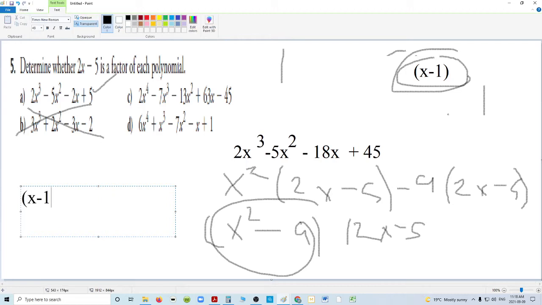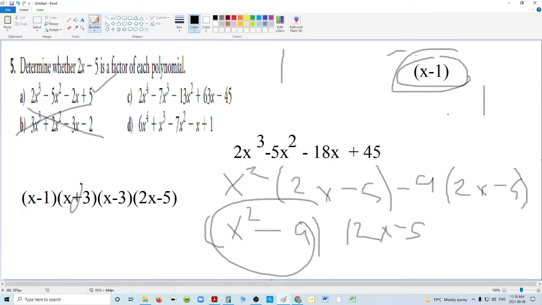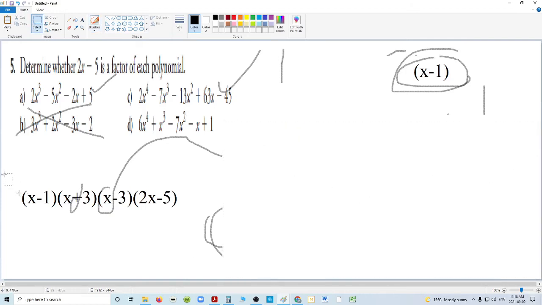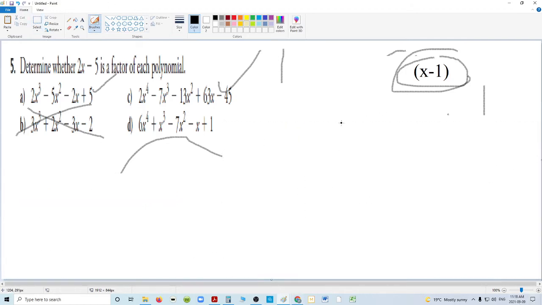X minus 1, x plus 3, x minus 3, and 2x minus 5. Had I gone on with 3's, I could have figured out that 3 or minus 3 is a factor, and then continued on. However, by grouping, I was able to discover that. So for this one, yes. Because they obviously don't want you to plug 5 over 2 into the equation. It just is chaos without a calculator.